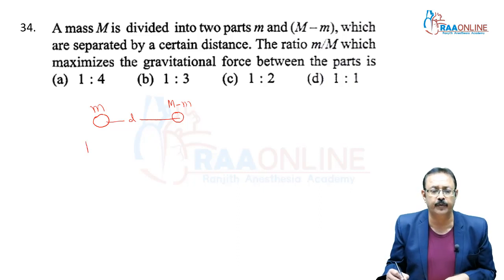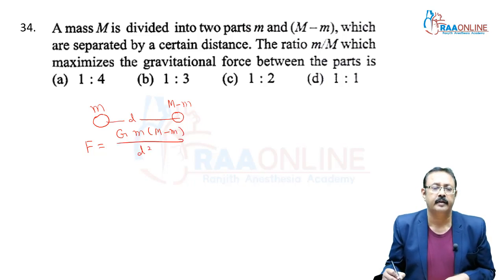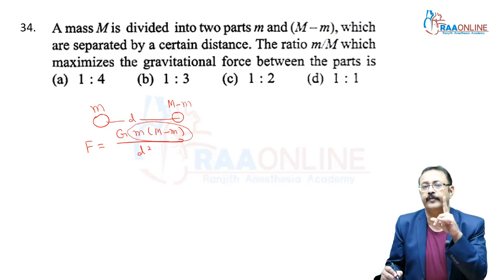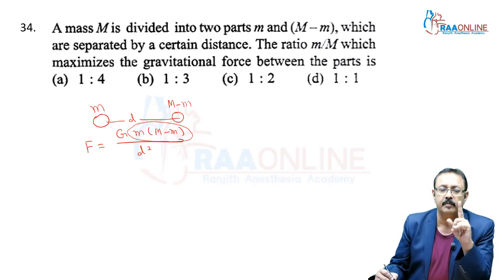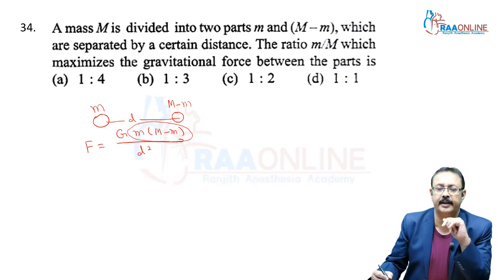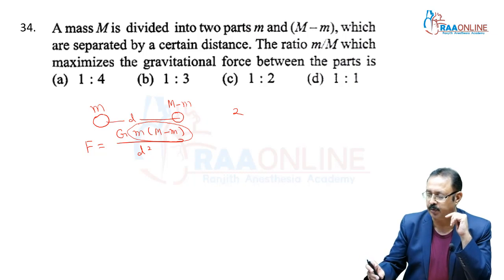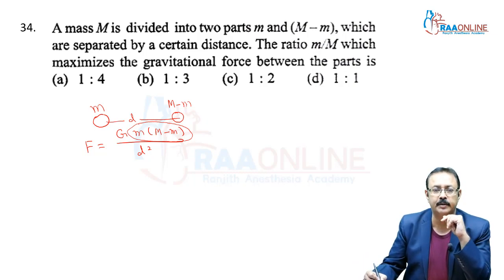What is gravitational force? G m1 m2 upon d square. To maximize this, the product should be maximum, and we know that if we are dividing a number in two parts, the product will be maximum when the numbers are same. It is a problem of maxima minima, but you are a bio student, so I am explaining in this way.